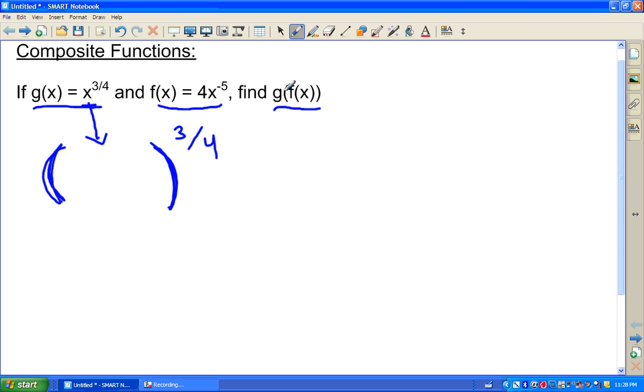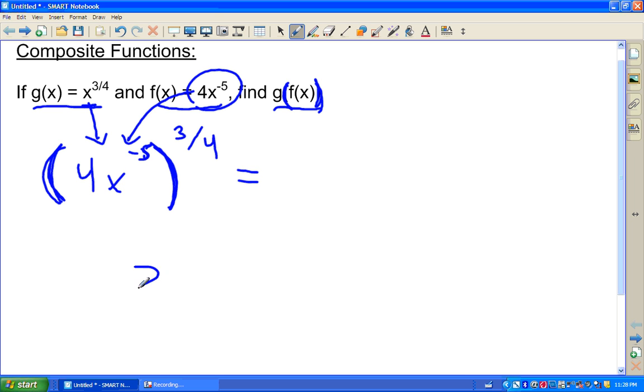Now I'm going to plug in the other function because g is really just taking g of this object, and here's this object. So I'm going to now plug this in here. I'm going to go 4x to the minus fifth. If you can read my writing there. Okay, now how do I simplify that?